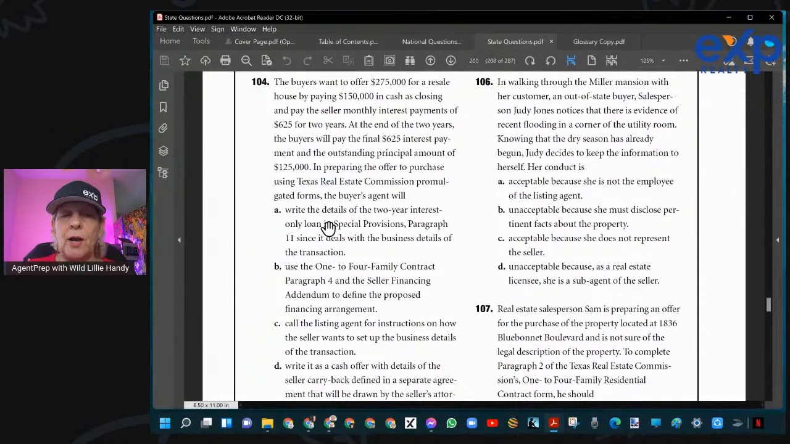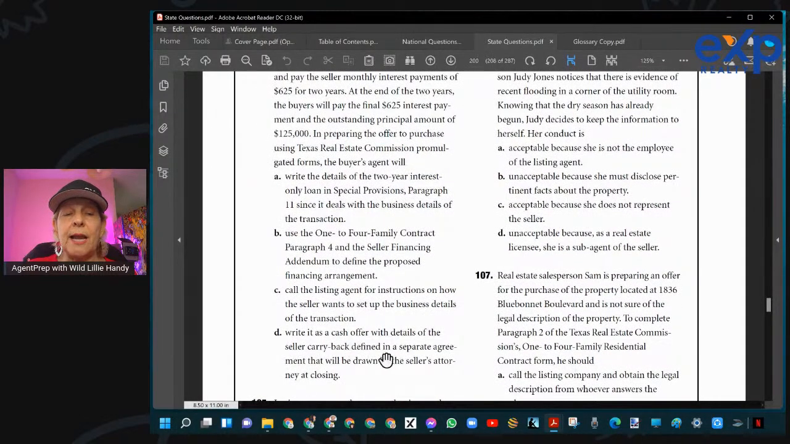In preparing the offer to purchase using Texas Real Estate Commission promulgated forms, the buyer's agent will do what? A, write the details of the 2-year interest-only loan in special provisions, paragraph 11, since it deals with the business details of the transaction. B, use the 1-to-4 family contract, paragraph 4, and the seller financing addendum to define the proposed financing terms or arrangements. C, call the listing agent for instructions on how the seller wants to set up the business details of the transaction. Or D, write it as a cash offer with details of the seller carryback defined in a separate agreement that will be drawn by the seller's attorney at closing.